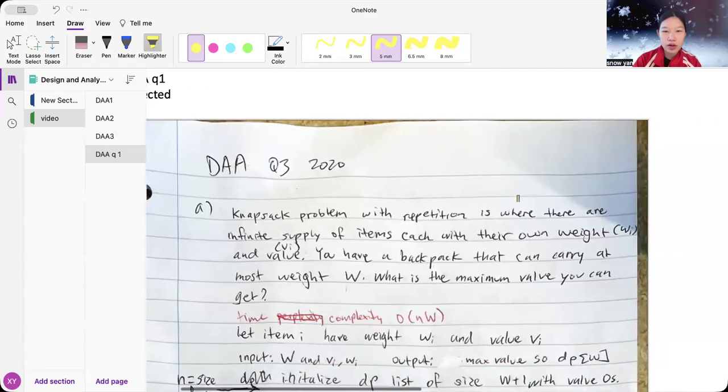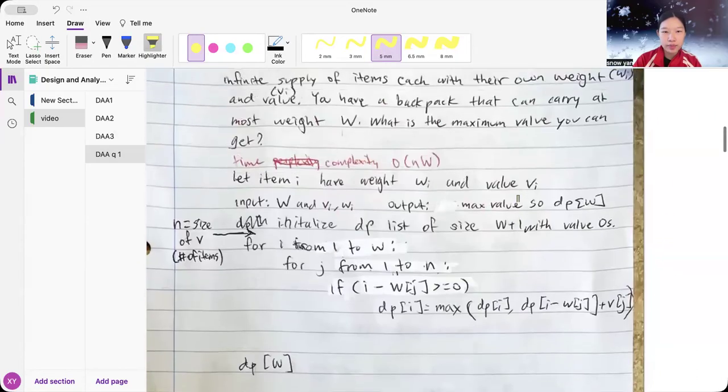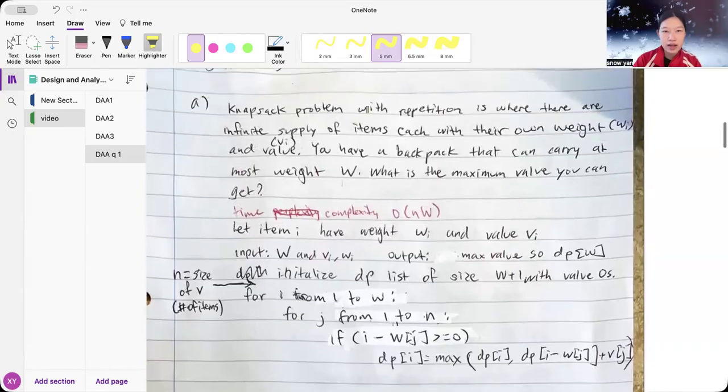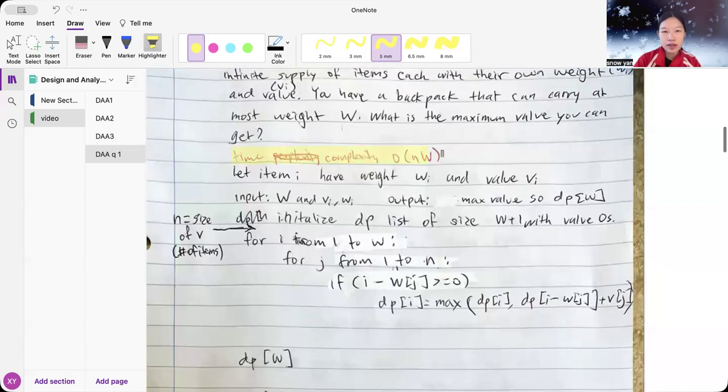For part A, I just described the problem. Knapsack with repetition is where there is an infinite supply of items, each with their own weight and value. You have a backpack that can carry at most weight W. What is the maximum value you can get? The time complexity is O(nW) because inside our program we have a for loop from 1 to W, and then a second for loop from 1 to n. Hence we go through W and n, so our complexity is O(nW).